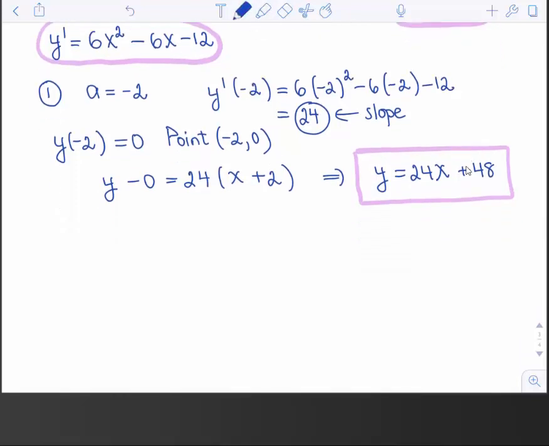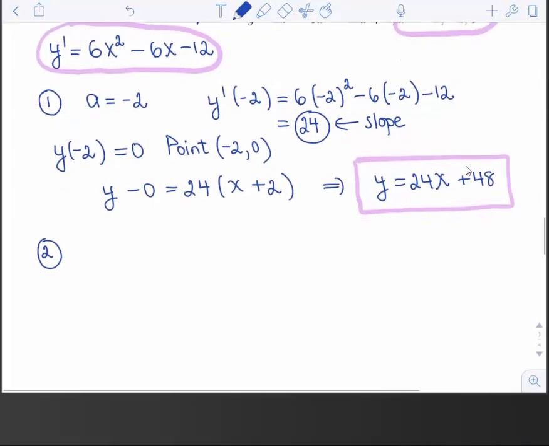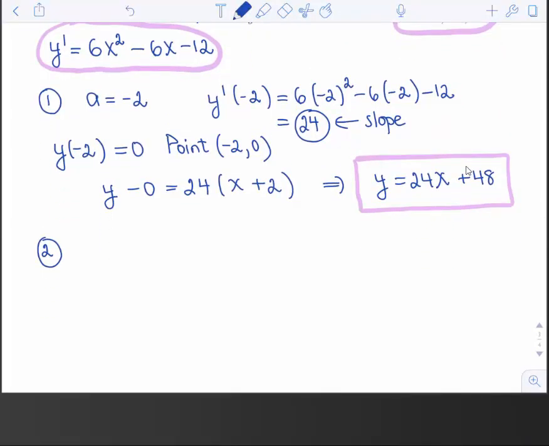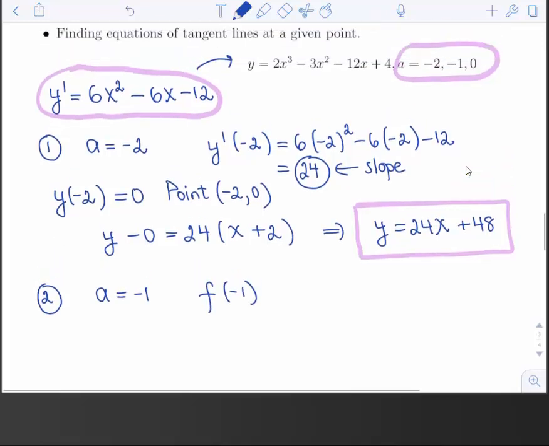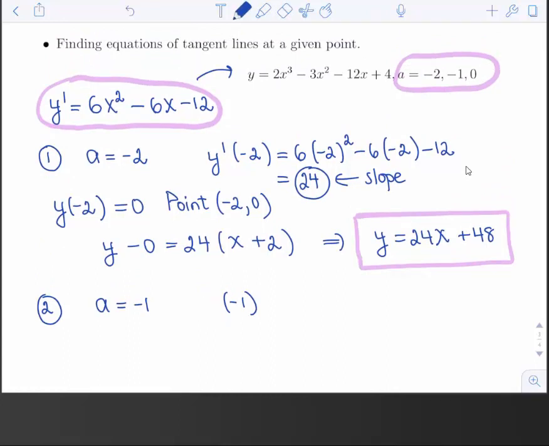Let's go ahead and do problem 2. Which one should we pick? Let's go with -1. Let's see what happens there. So for a is equal to -1, f of -1, you can compute that. So evaluate the function at -1. I'll call it y. Y of -1 is 11. So my point will be -1 for x, 11 for y. It's the point on the cubic polynomial.